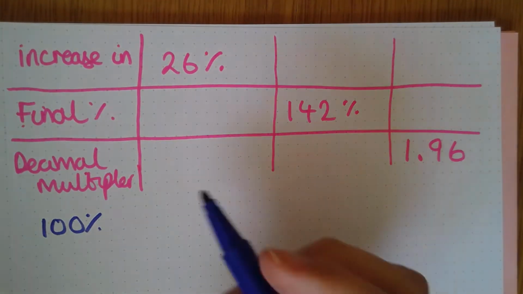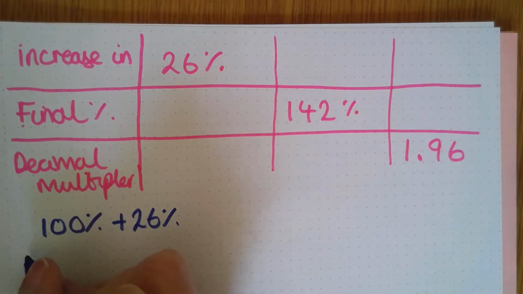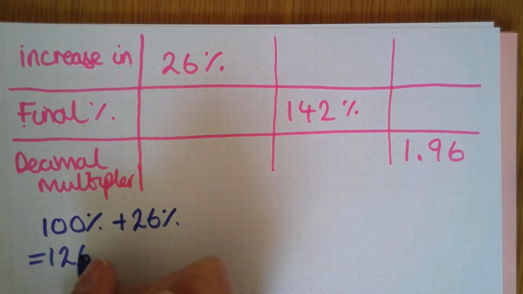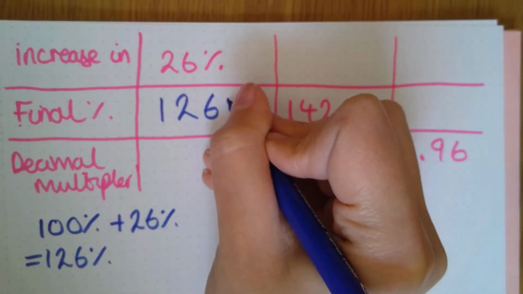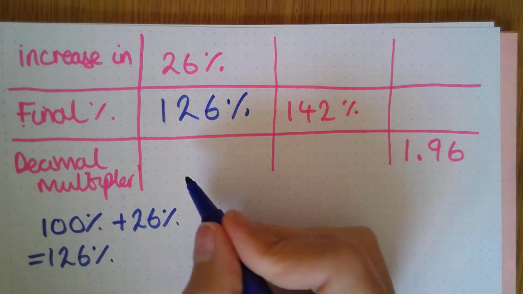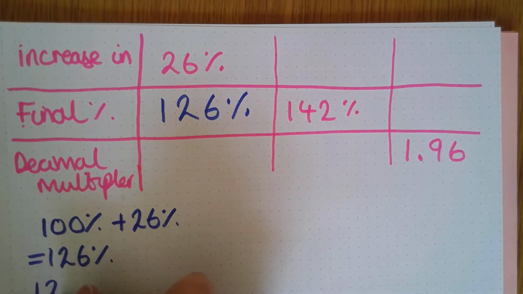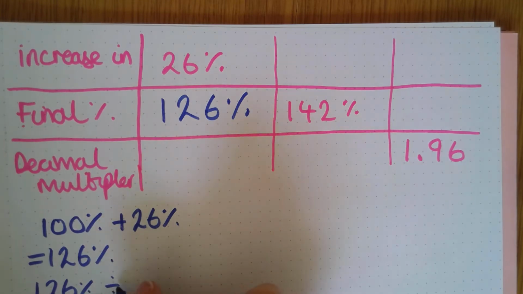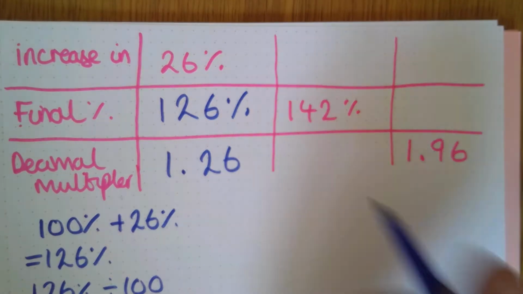So if our original cost is 100%, increase means it's going up. We're adding on 26% because it's increasing. That leaves us with 126%, which is our final percentage. Okay, do you remember how we get from percentage to decimal here? We divide by 100, so 126% divided by 100 is 1.26. So that goes in here.